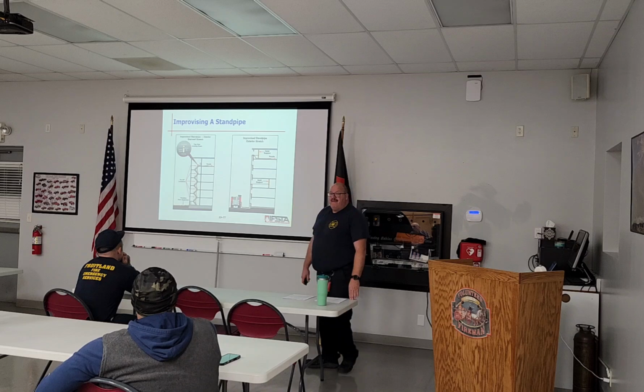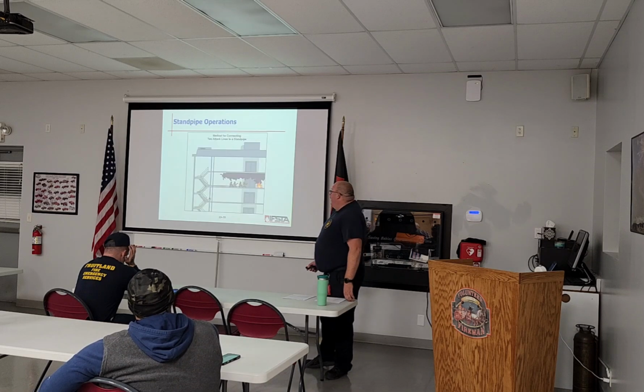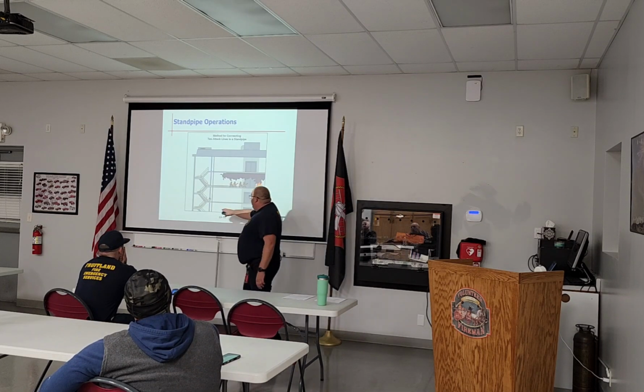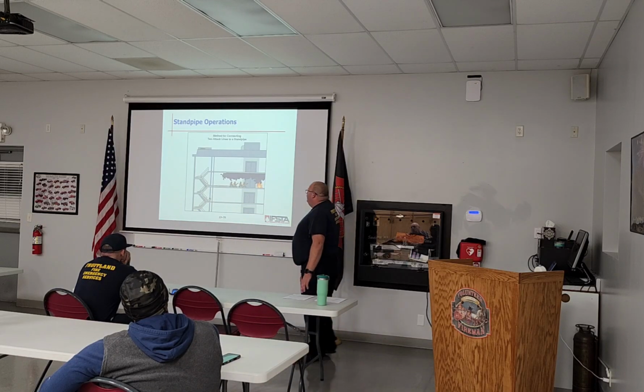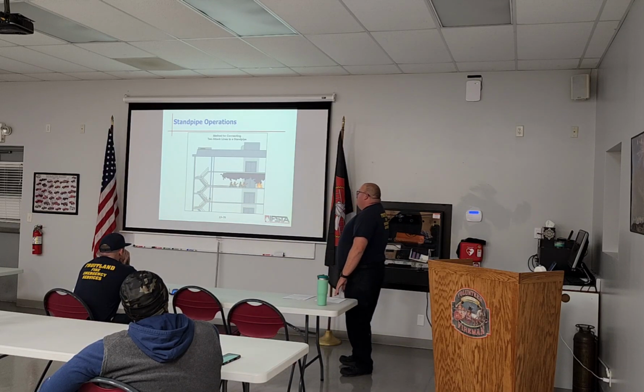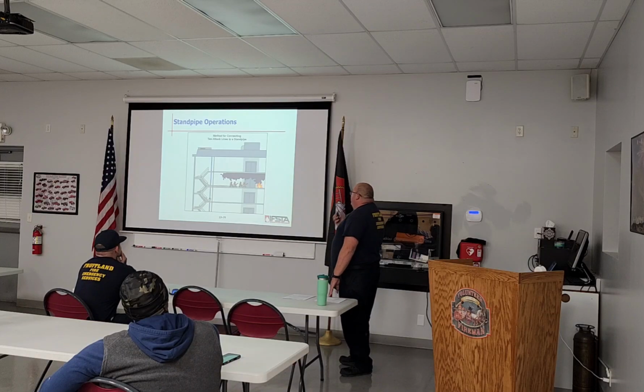What's that? They put a Y appliance on that. They did, yeah. You can see that they have a Y here. They've got two lines coming off of it, so that way they have two nozzles up there to attack the seat of that ginormous fire that they have pictured up there.